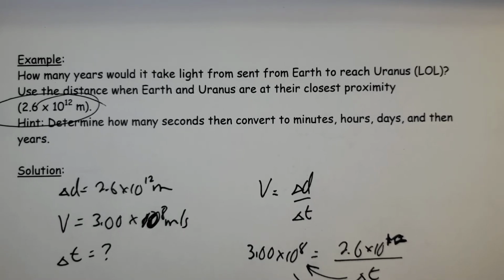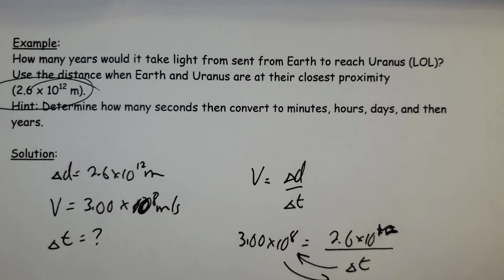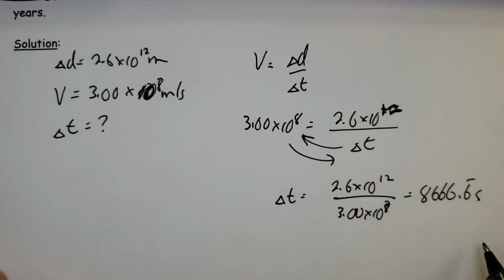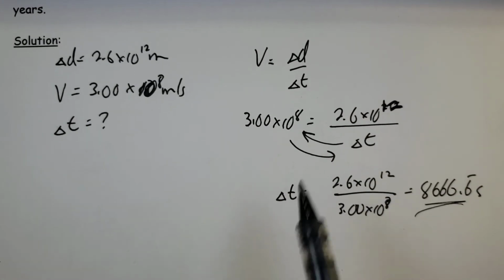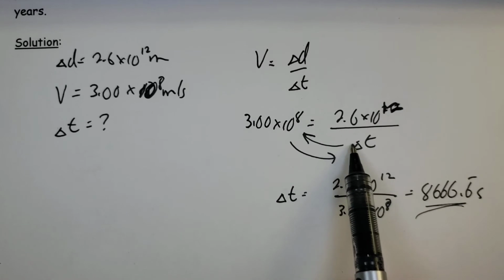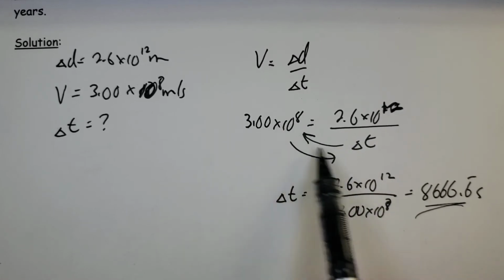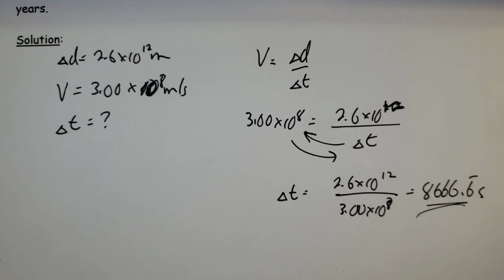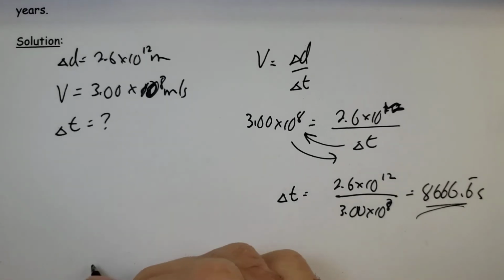So divided by 10 to the 8. That's going to give us a number in seconds, 8,666.6 seconds. Oops, I should have moved my video up here. So solving for an unknown in the denominator, simply interchange here as the shortcut. 8,666.6 seconds. Now, how big is that?